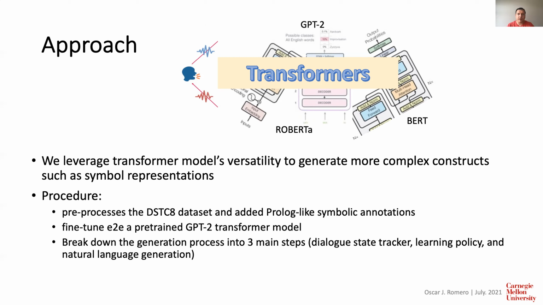Finally, we broke down the generation process into three main steps, resembling the execution of a pipeline dialogue system, except that inputs to each module are composite structures of symbols and natural language. This architectural breakdown allowed us to add new experts that intercept each module's outputs, manipulate the corresponding symbols, and inject the updates into the context maintained by the system.